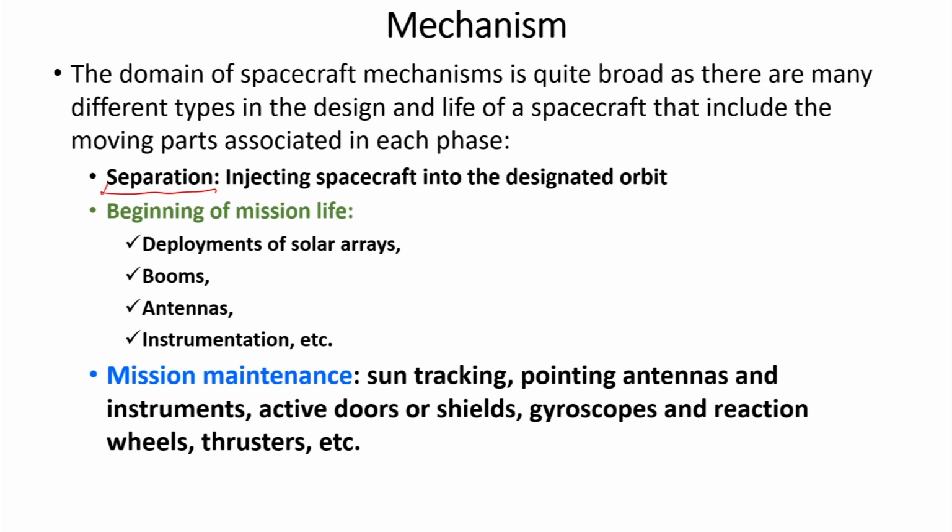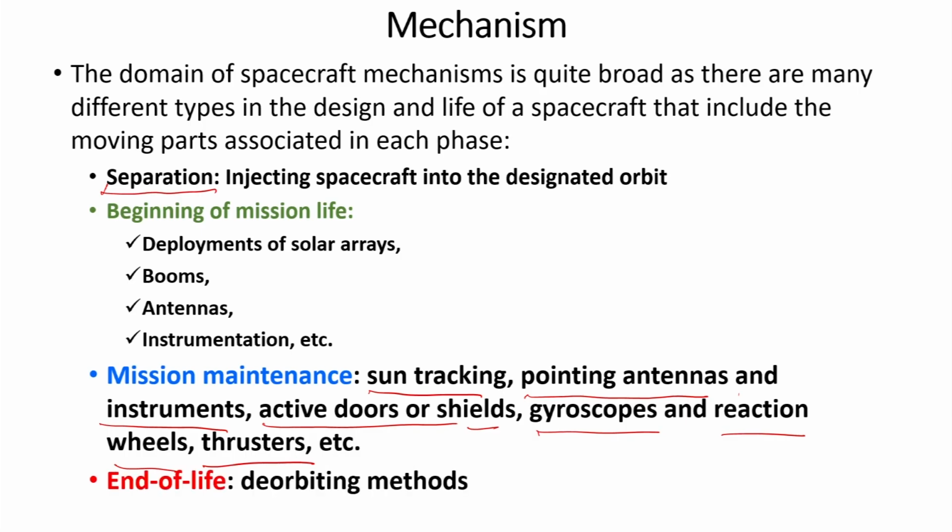Then the next phase is the mission maintenance. Once you have deployed all the instruments at the beginning of the mission life, you have to maintain them. So mission maintenance means various types of instruments are used, such as sun tracking, various pointing antennas, those antennas that point to the ground stations, then active doors or shields for the thermal management, then gyroscopes and reaction wheels, these are for the attitude and orbit control systems, as well as the thrusters.